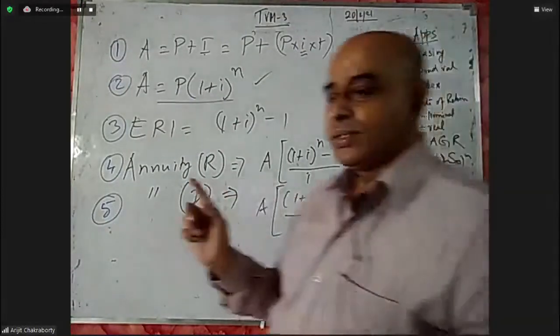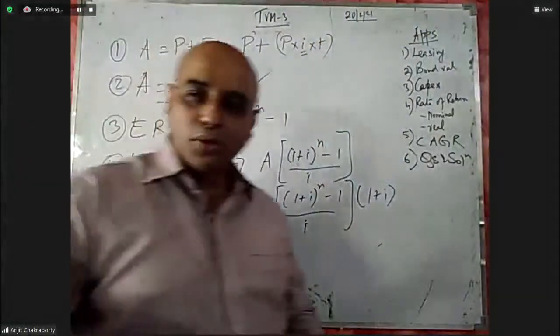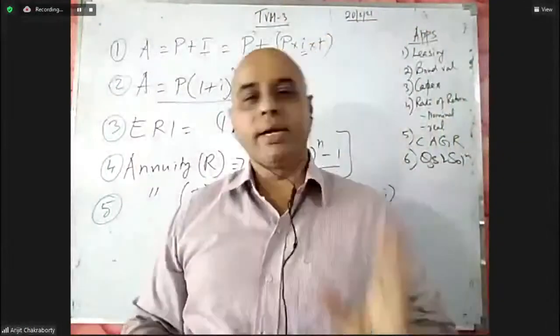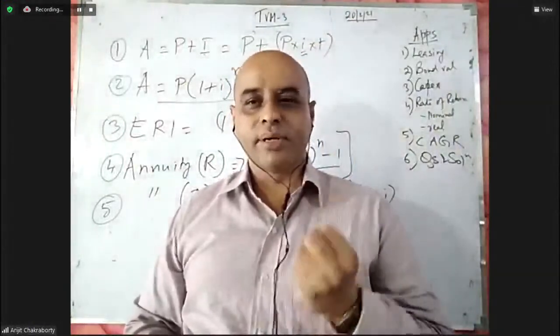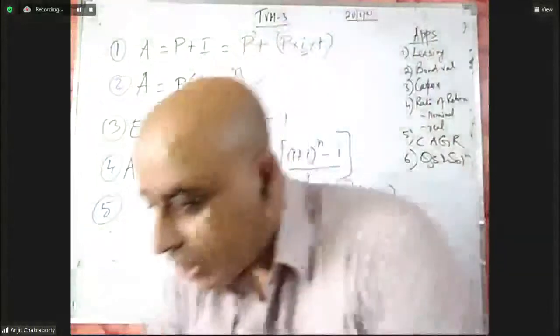Right, and these are the 5 formulas you can see, and of course 2 more which you all know: the difference of compound interest minus simple interest for 2 years, and the difference of compound interest minus simple interest for 3 years. That's it. Nothing else is there. Fine.